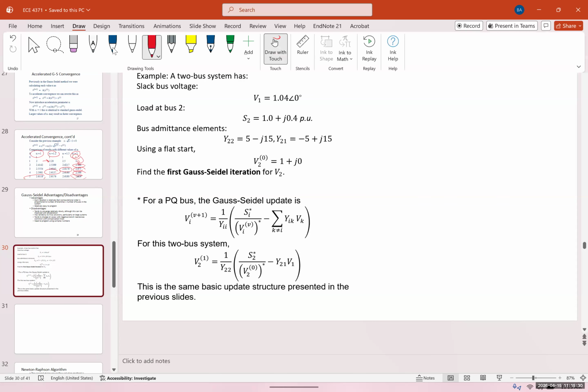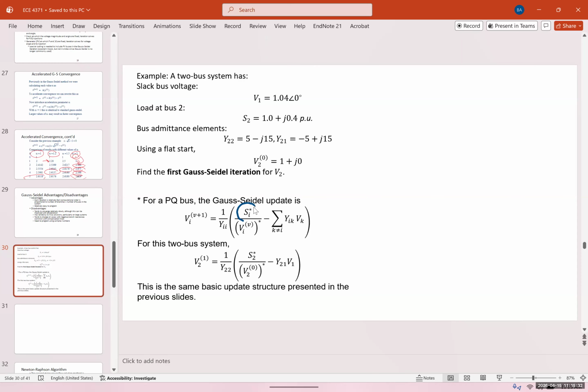Now, the first thing that we need to do, here in the equation, we have S conjugate, but in this problem, we have been given S. So the first thing that we need to do is find S2 conjugate. What is S2 conjugate equal to? Minus j0.4 per unit. Is that correct? Yes? Okay.